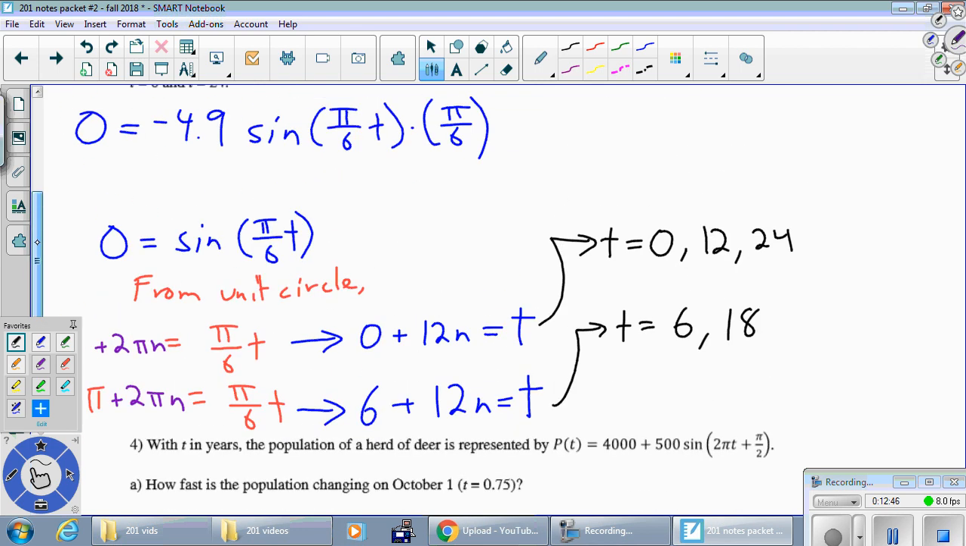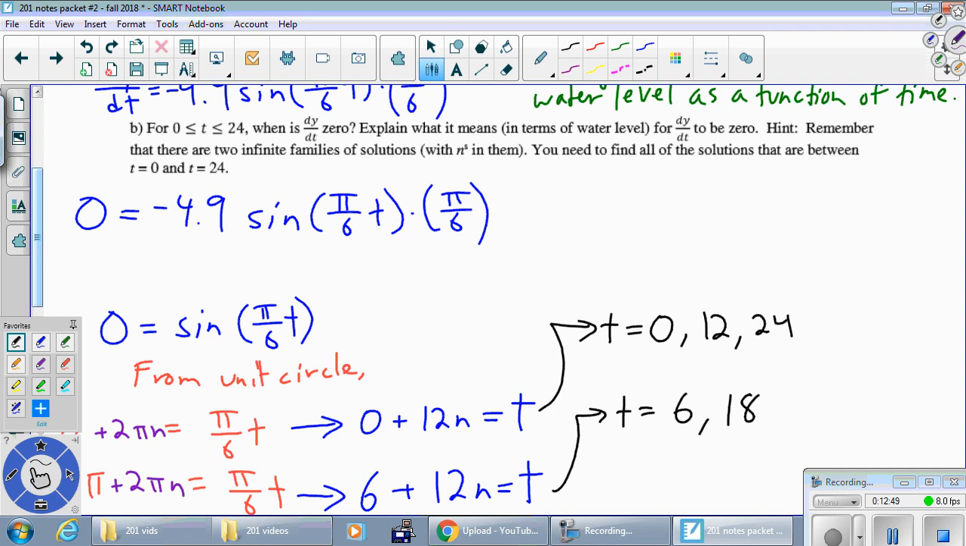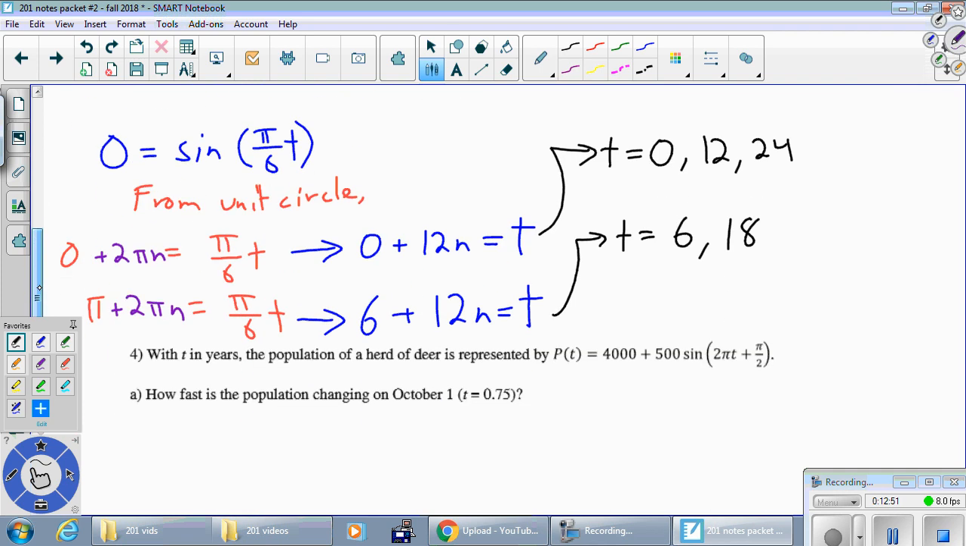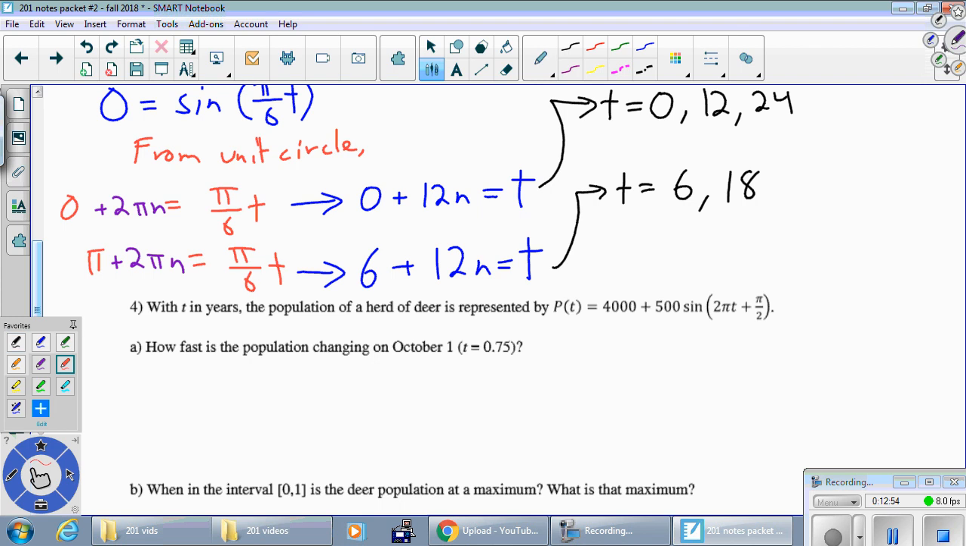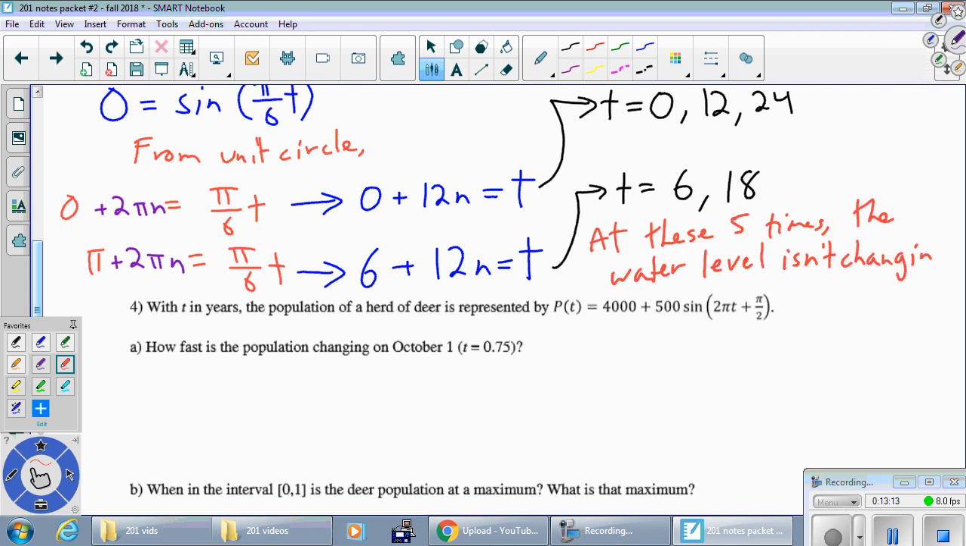Oh, were we supposed to answer something else? Explain what it means for dy/dt to be 0. Okay, so at these moments in time, the water level isn't changing. At these 5 times, the water level isn't changing because the rate of change is 0 feet per hour. Now, if you go not to the 6-hour mark, but to 6 hours and 1 second, well, now the water level is changing. So I'm really talking about just these 5 frozen moments in time.